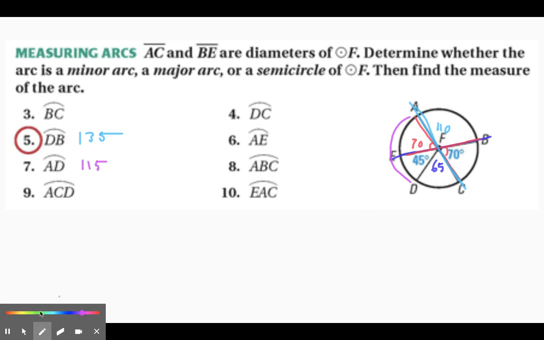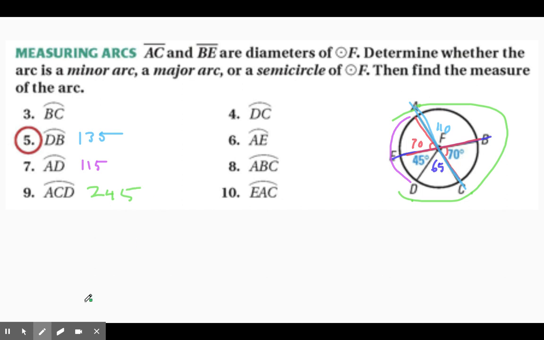All right, if I use another color, ACD goes from A. Oh, see, I went the wrong direction. It has to go from A to C to D, so it has to go this way. So that would be 110 plus 70 plus 65. So that's 180 plus 65, which comes out to 245, and so on and so forth. Okay, so I think there's 3 questions on the test that are similar to this.